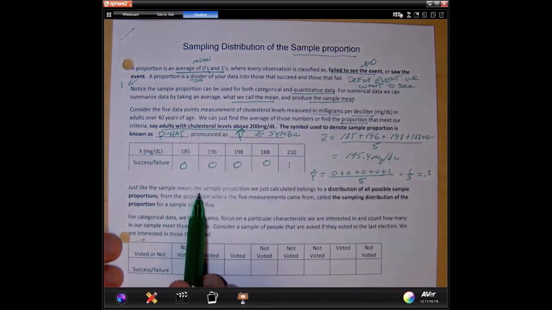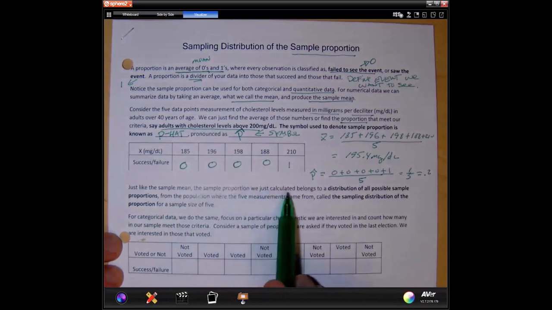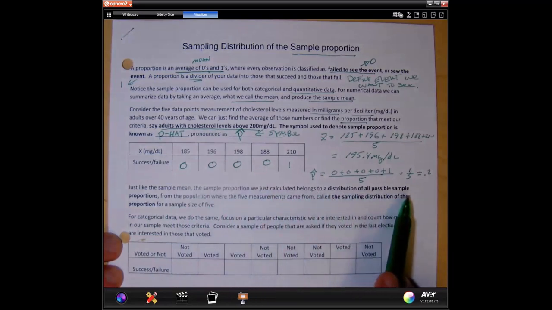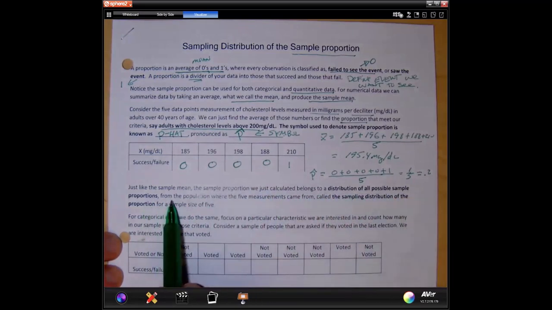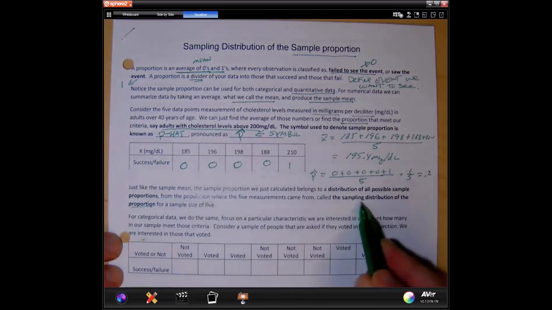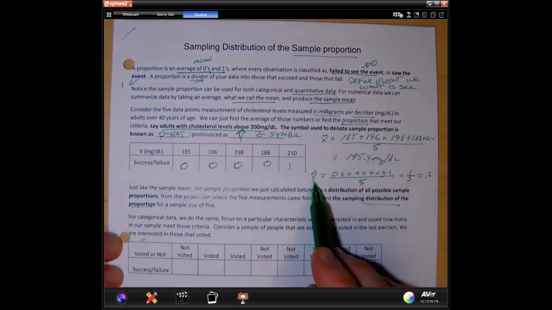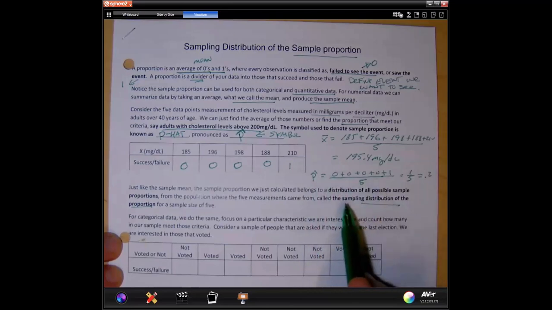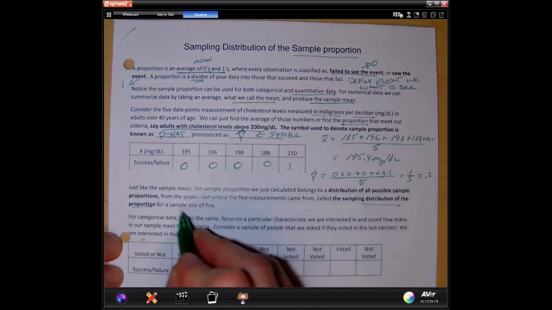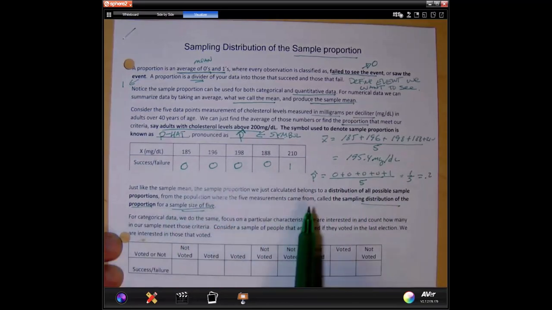So just like a sample mean, the sample proportion we just calculated belongs to a distribution of all possible sample proportions from the population where the 5 measurements came from, called the sampling distribution of the proportion. Because now our statistic is a proportion, this belongs to the sampling distribution of the proportion for a sample size of 5. So imagine all possible samples of size 5.